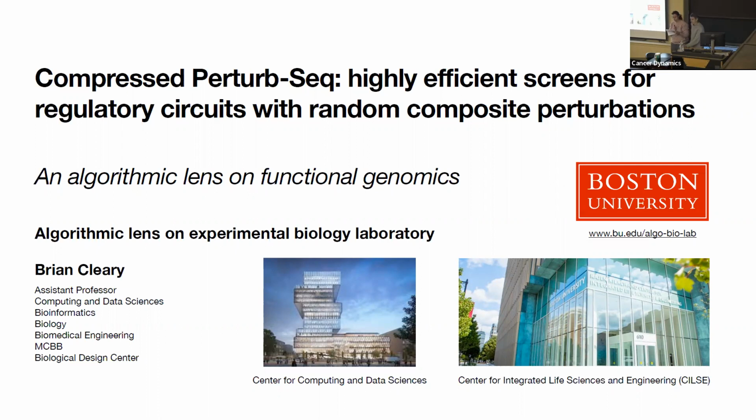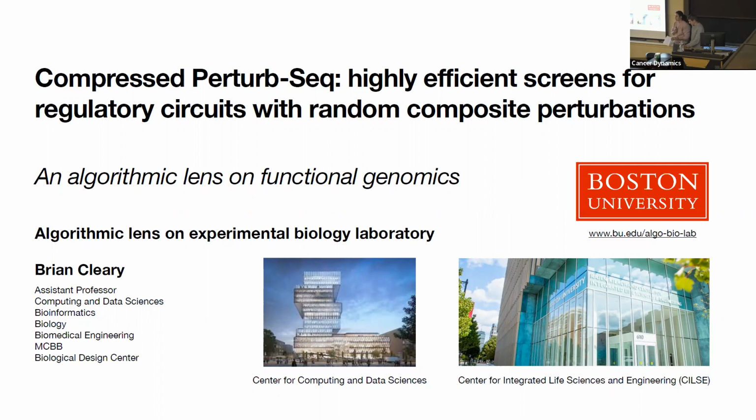He's an assistant professor in the Faculty of Computing and Data Sciences and the Department of Biomedical Engineering and Department of Biology, and is co-faculty member of the program in Bioinformatics and the Biological Design Center at Boston University. Professor Cleary received his PhD in computational systems biology from MIT and was an independent Broad Fellow at the Broad Institute before going to BU.